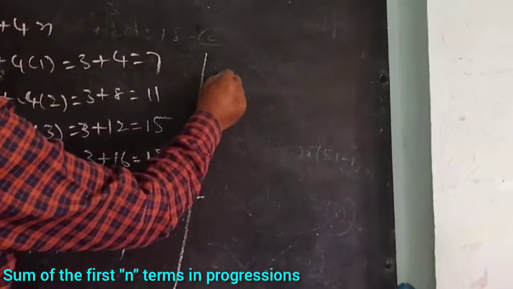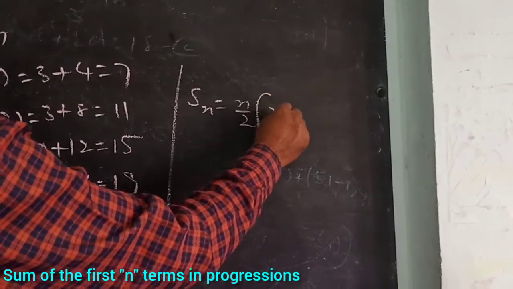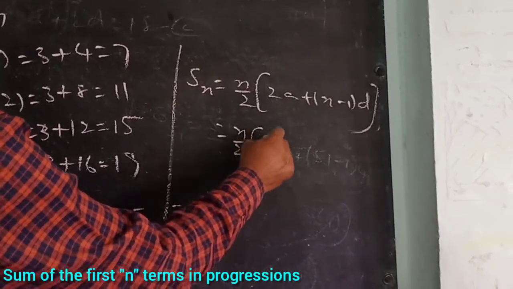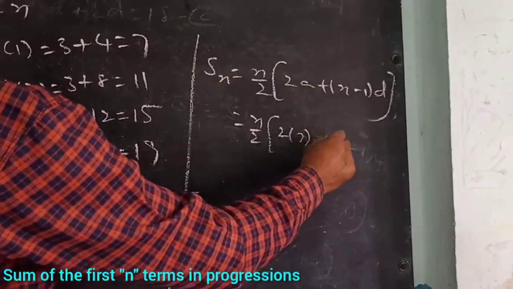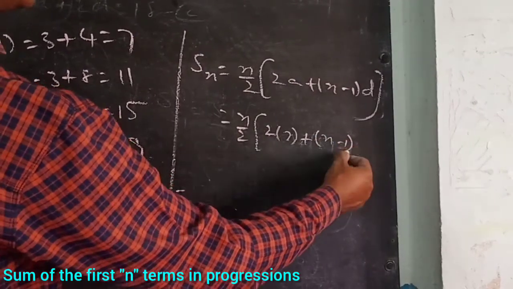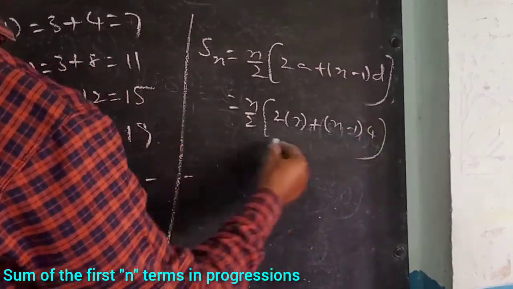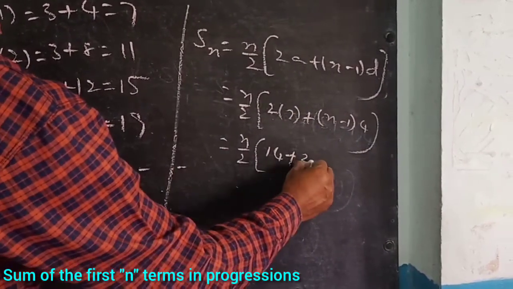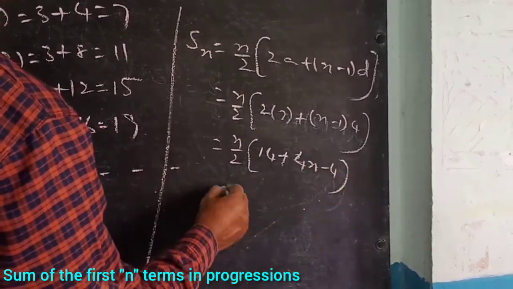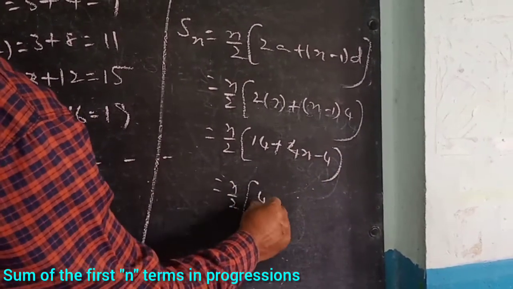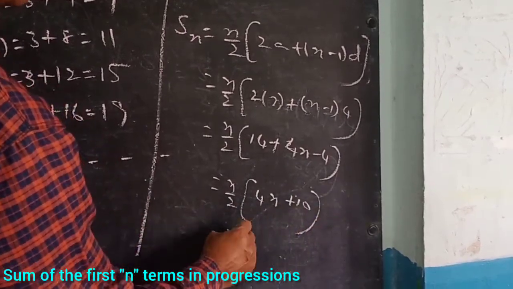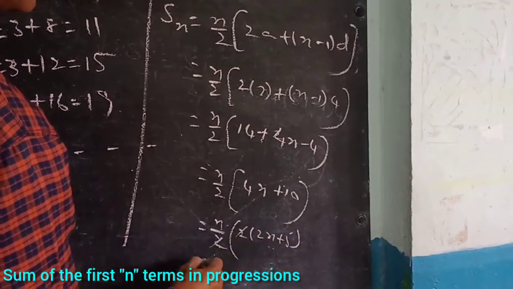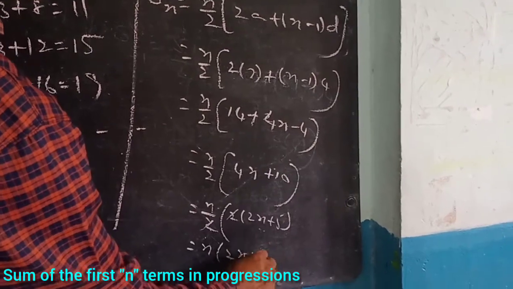Sum of the terms Sn equal to n by 2 into 2a plus n minus 1 into d. So here, n by 2 into 2 into a, value 7, plus n minus 1, n is unknown, n minus 1 into d equal to 4. So n by 2 into 2 7s are 14 plus 4n minus 4. So n by 2 into 4n plus 10. Then n by 2 into 2 common, the value 2n plus 5. So 2 cancels, so n into 2n plus 5.